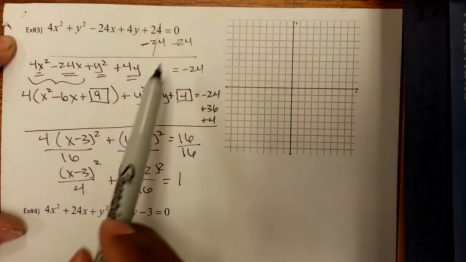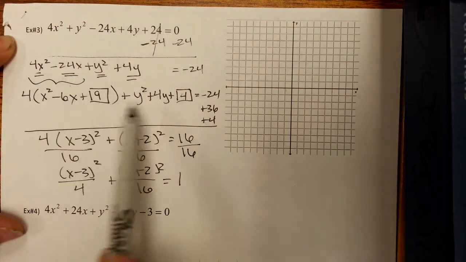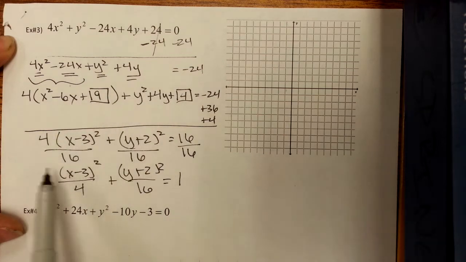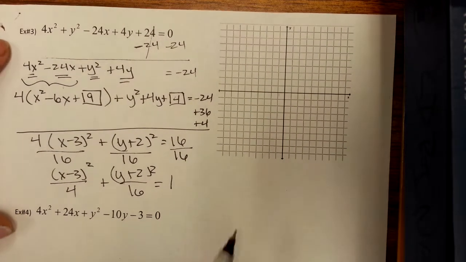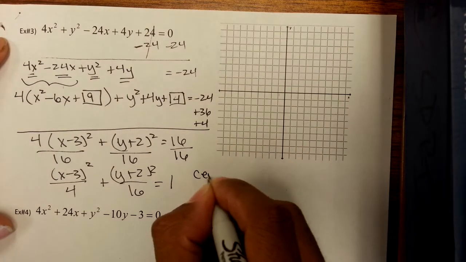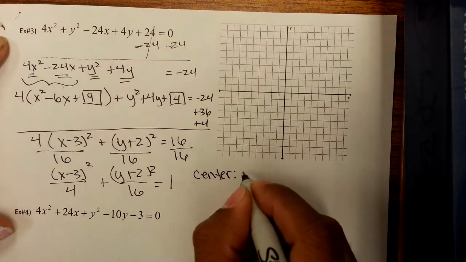Now what we did is, we took this quadratic form of the ellipse. We had to do two sets of completing the squares. We did that. We got a 1 on the right hand side. Now it's in standard form. Now we can start graphing. So our center is going to be h comma k, so 3 comma negative 2.